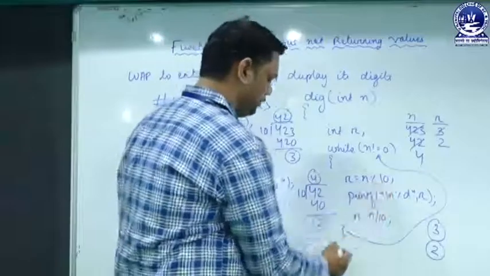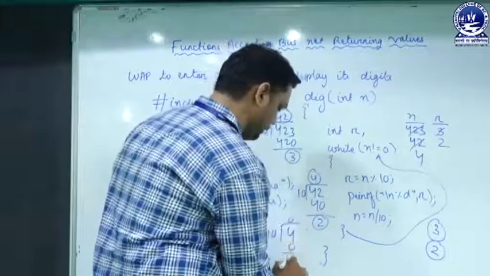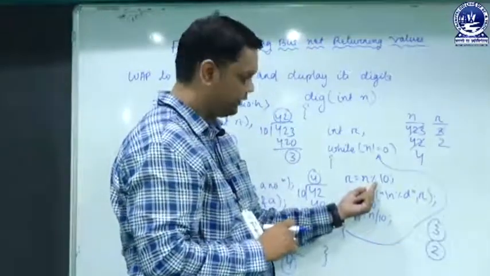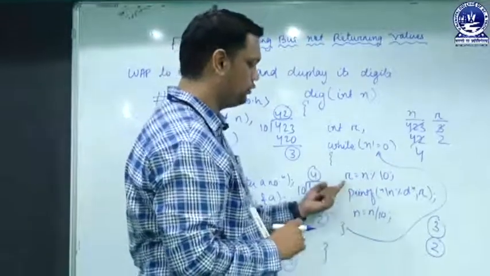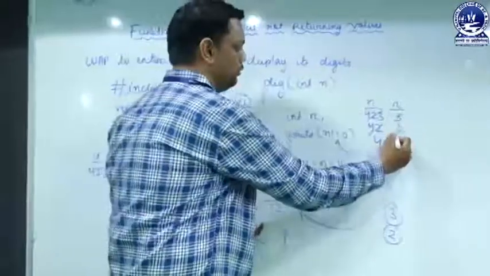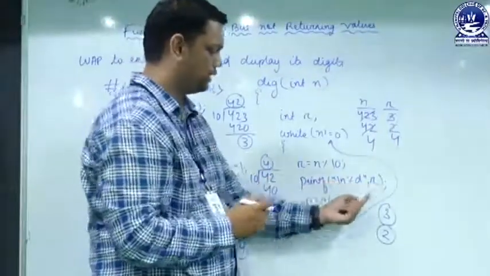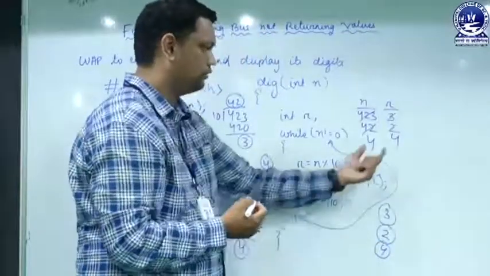So 4 will be divided by 10 now. 10 0s are 0, then the remainder comes 4. As we are using the modulo operator over here, it will return the remainder, that is 4. So 4 will be stored in r. So now the value of r becomes 4. So it will come over here, it will print the value of r, that is 4. Now n by 10. So what is the value of n now?